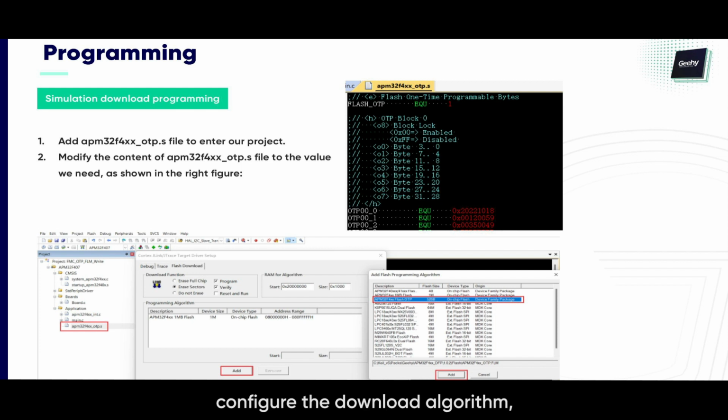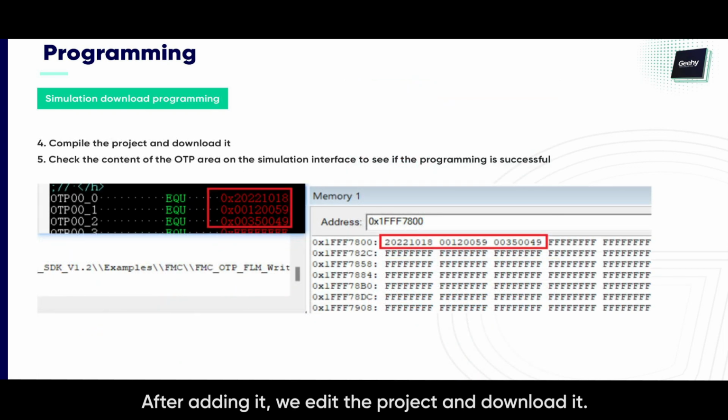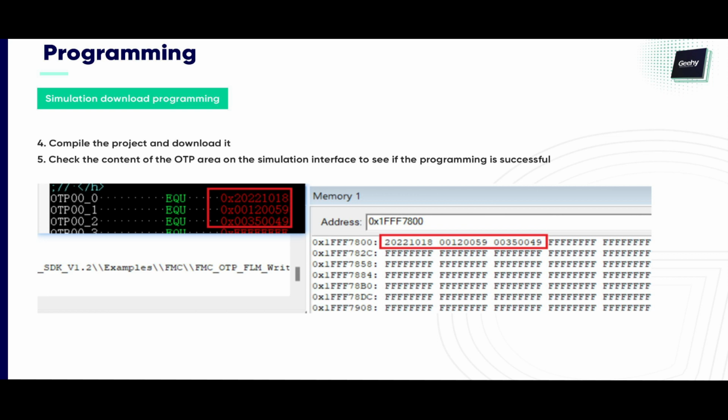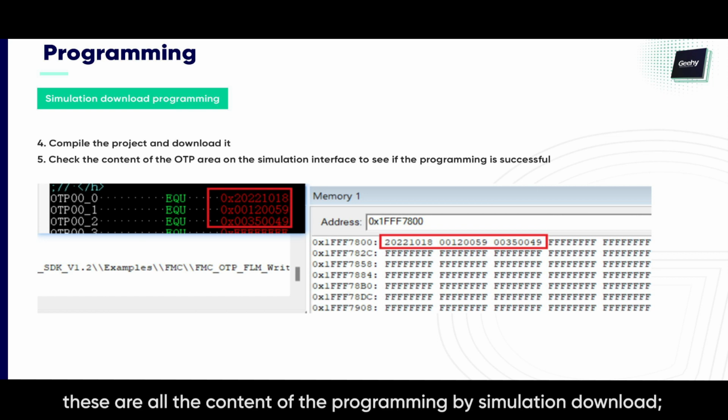Configure the download algorithm, and then add the OTP download algorithm. After adding it, we edit the project and download it. At the moment, you can view that the OTP area has been changed on the simulation interface. These are all the content of the programming by simulation download.